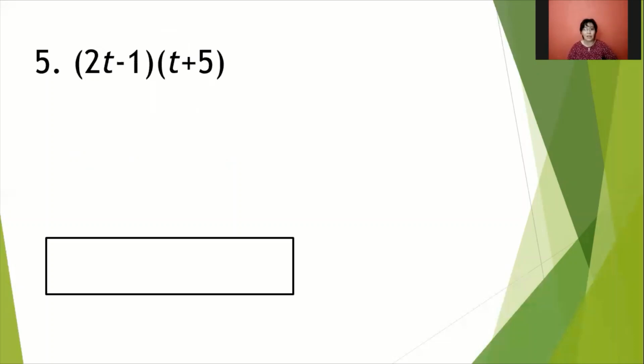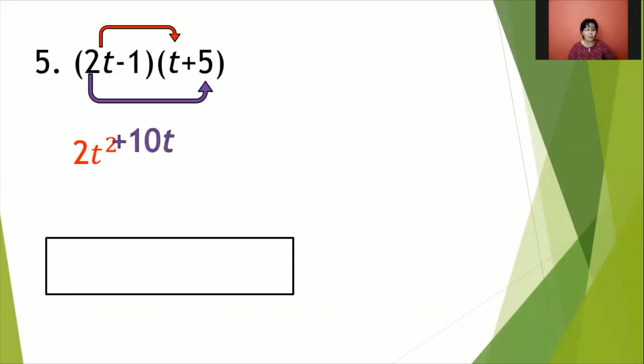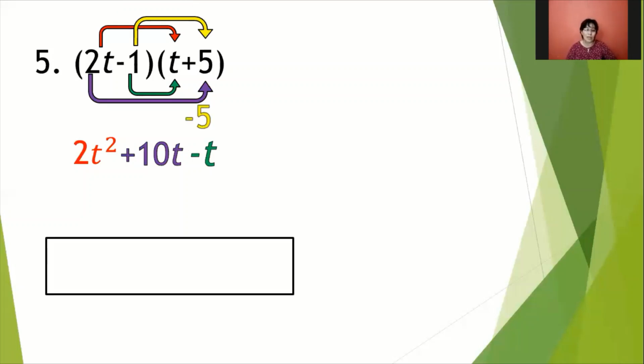Okay? Number 5, it is 2t minus 1 quantity t plus 5. It is a binomial multiplied by the other binomial. Since they are both binomial, again, we have to use the FOIL method. 2t times t is equal to 2t squared. Then, 2t times 5 is equal to positive 10t. Negative 1 times t is equal to negative t. And the last one, we have negative 1 times 5 is equal to negative 5.